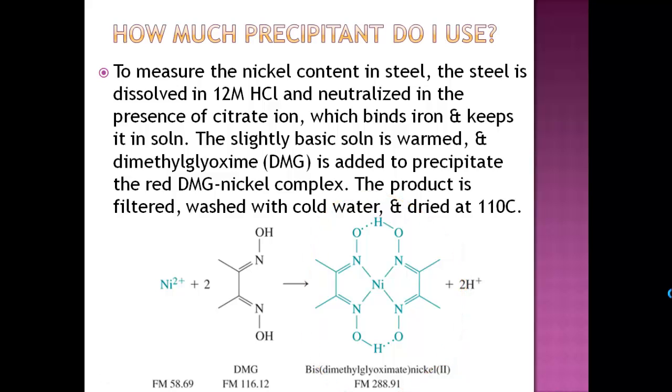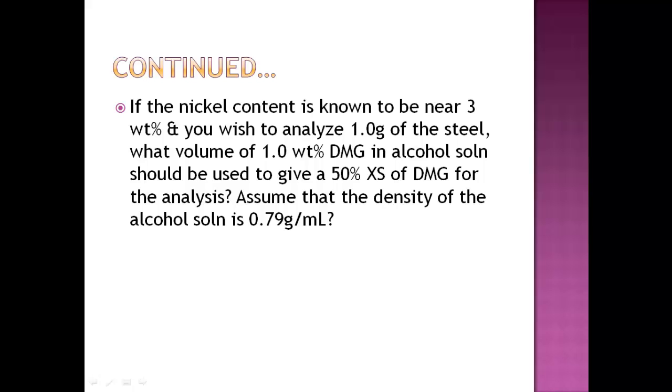Now, the real question becomes: if the nickel content is known to be near 3 weight percent and you wish to analyze 1 gram of the steel, what volume of a 1 weight percent DMG in alcohol solution should be used to give a 50% excess of DMG for the analysis? And then they give you the density of the alcohol solution. This is really a lot of information, so let's read it again.